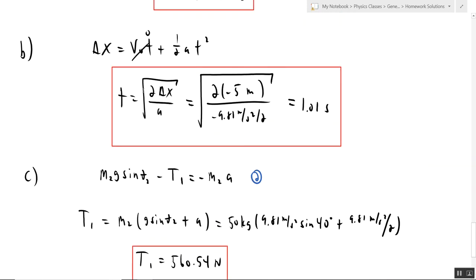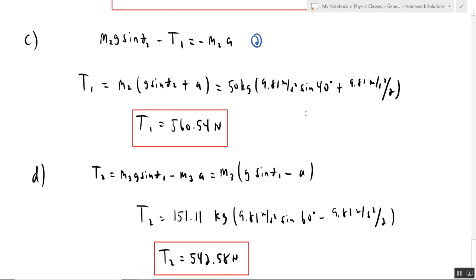So it's just this constant acceleration equation, v0 is 0 because it starts from rest, and you solve for t, and that gives you 1.01 seconds. So it takes 1.01 seconds. So we got 5 meters. And then the next part was, what is the tension in rope 1? Well, you can use equation 2. The only thing you don't know in it is T1. So you just solve for T1. That gives you the tension in rope 1.